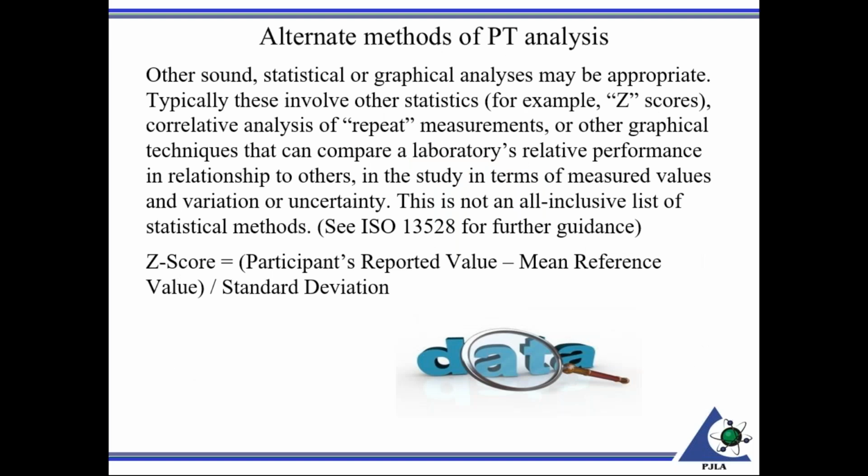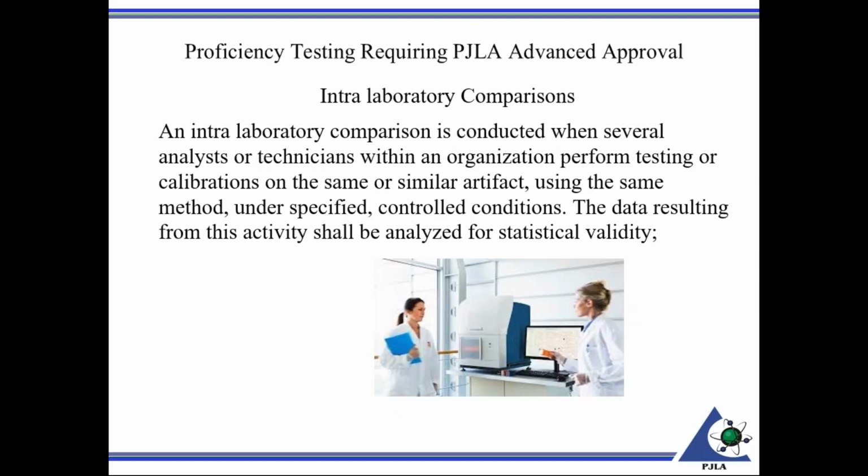Another statistical technique for a proficiency test could be z-scores. Typically, you'll need more than two labs to do that. There is also the correlation analysis of repeat measurements or other graphical techniques that can compare a lab's relative importance in relation to others in the study in terms of measured values and variation of uncertainties. At the bottom there is basically the formula. We reference ISO 13528 for further guidance for analyzing proficiency testing, and other methods.